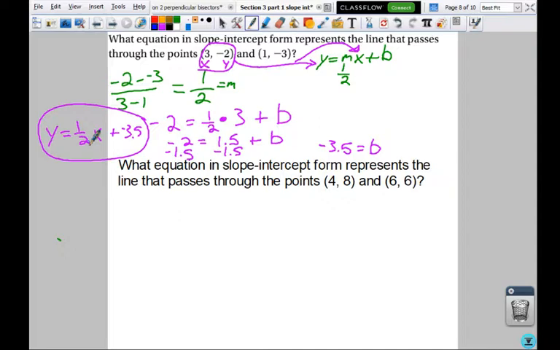So, let's start off. We're going to take it kind of a piece at a time. What I want you to do, find your slope. On your own paper, find your slope. Then we'll come back and check our work, and then we'll keep going.